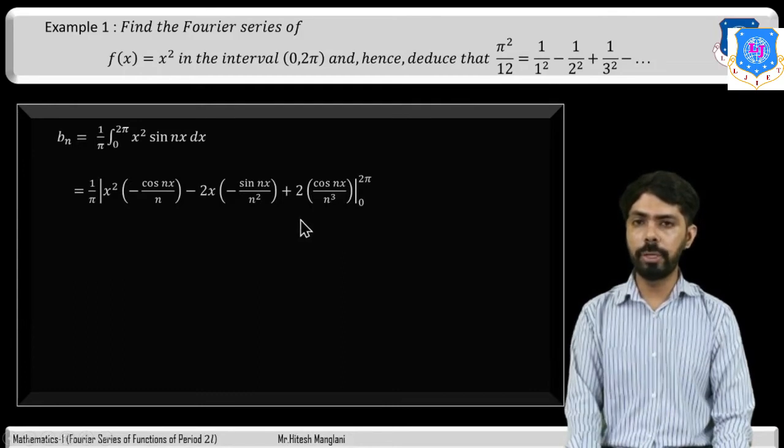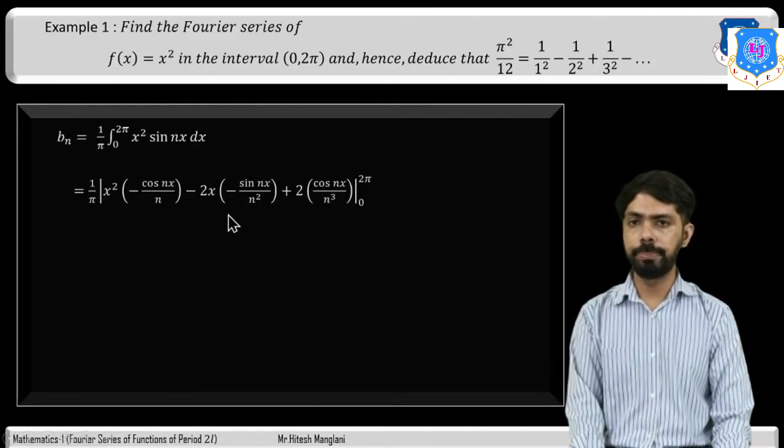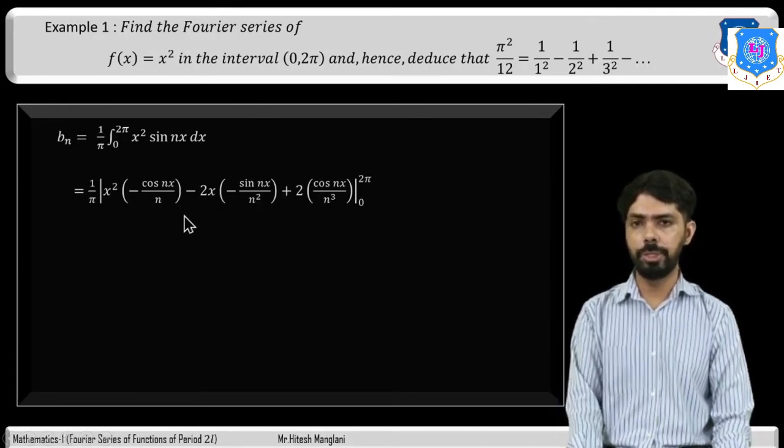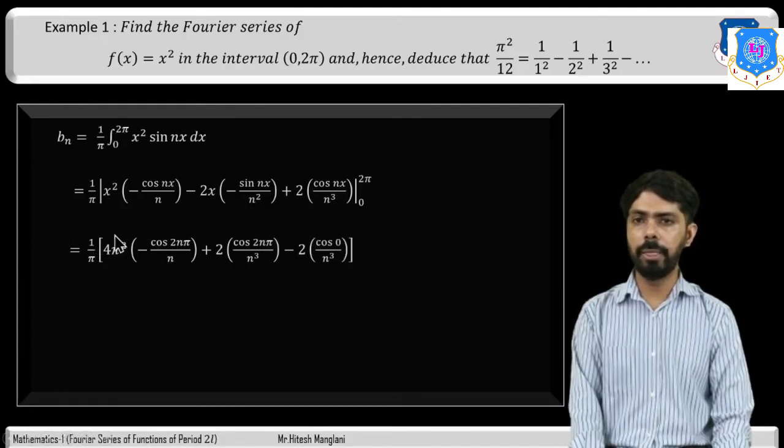Now if we go further, the derivative of 2 will be 0, so no need to go further, and we will apply the limits. Limits are from 0 to 2 pi. So first of all, we will replace x by 2 pi, that is the upper limit, then minus we will replace x by 0, that is the lower limit. If we replace x by 2 pi, then here it will be 2 pi whole square, so it will be 4 pi square. So 1 divided by pi into 4 pi square into minus cos 2n pi divided by n, because I am replacing x by 2 pi.